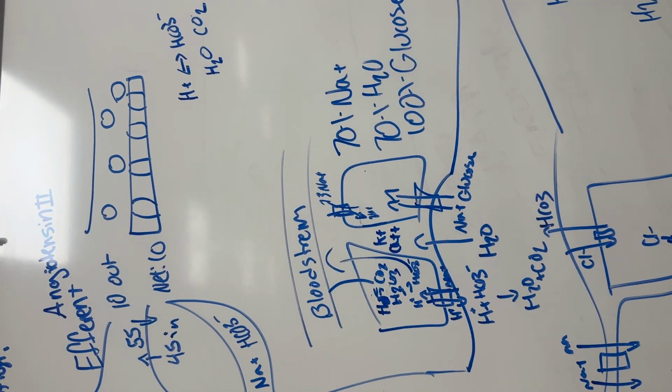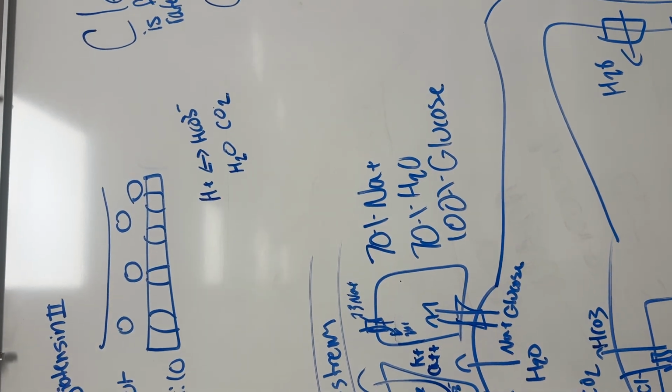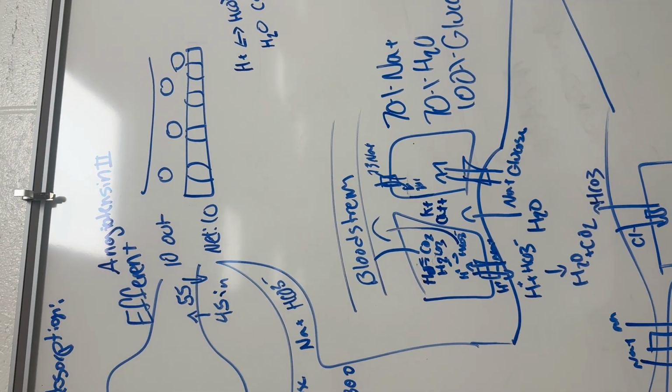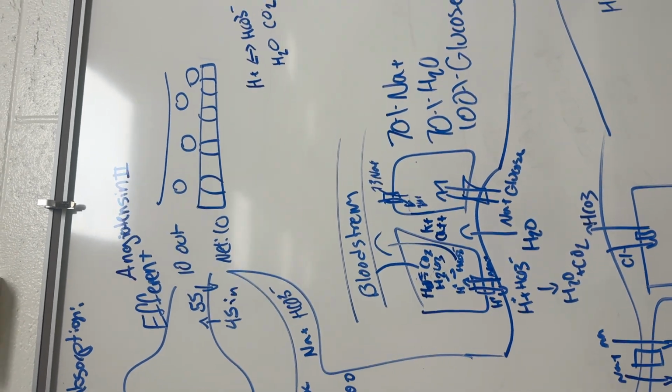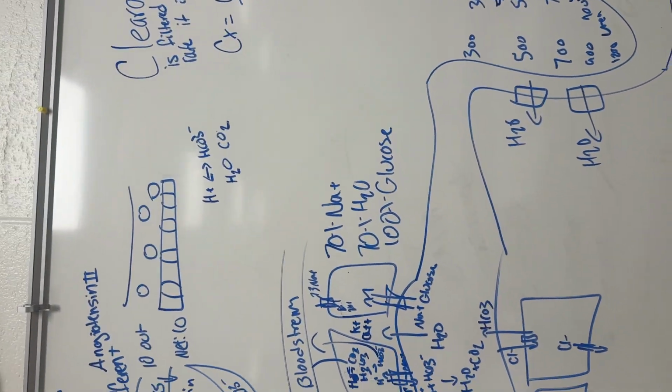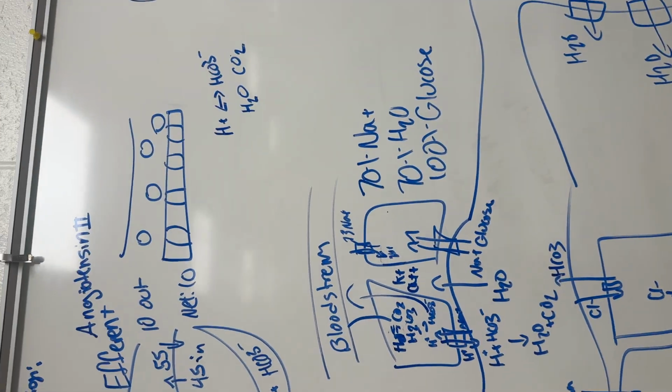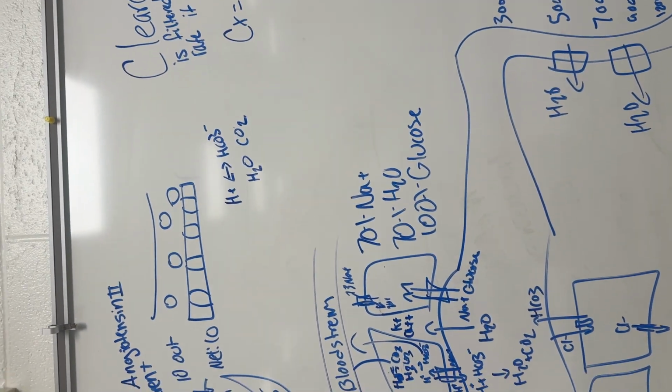So basically, what happens here is these holes are very small, so things like little molecules of glucose, hydrogen, sodium, bicarb are gonna come out of these holes. But things like red blood cells aren't gonna fit through these holes. They're too big.